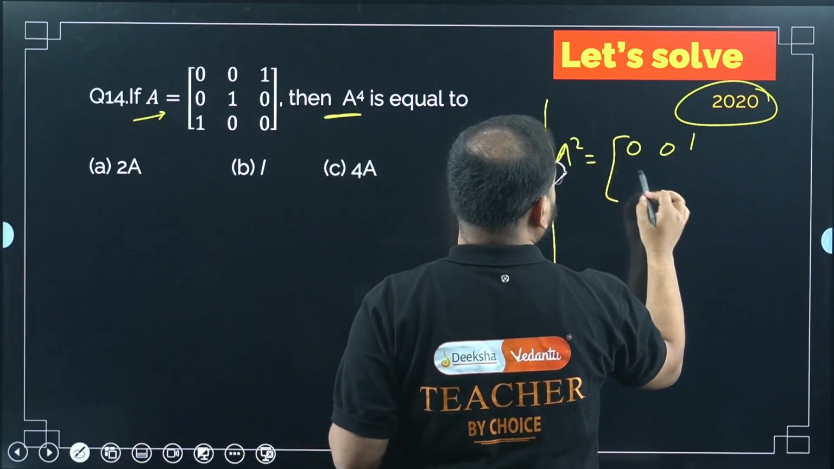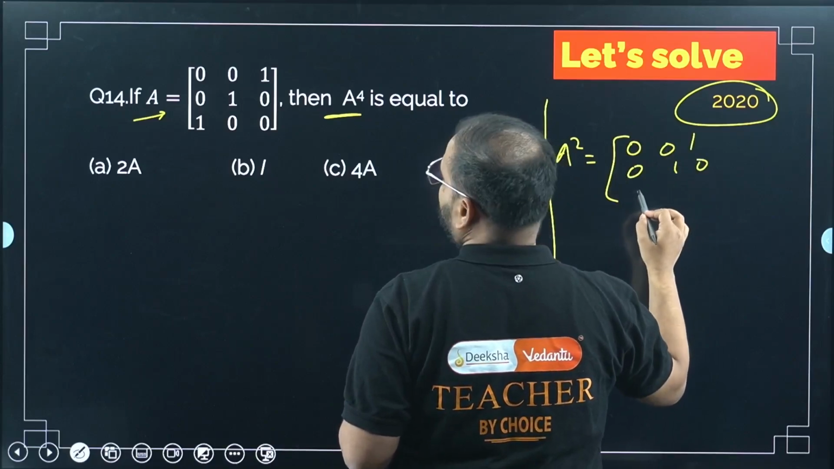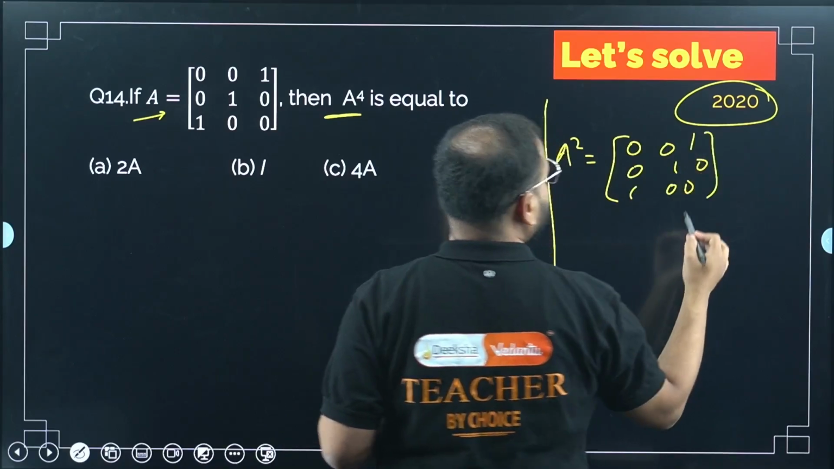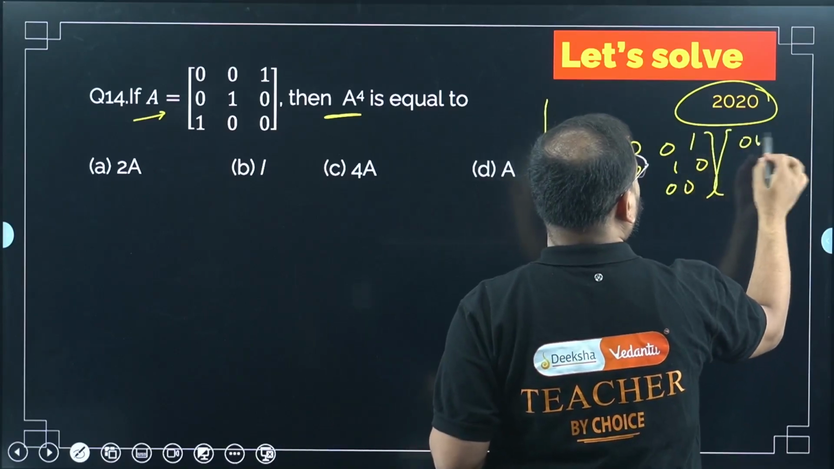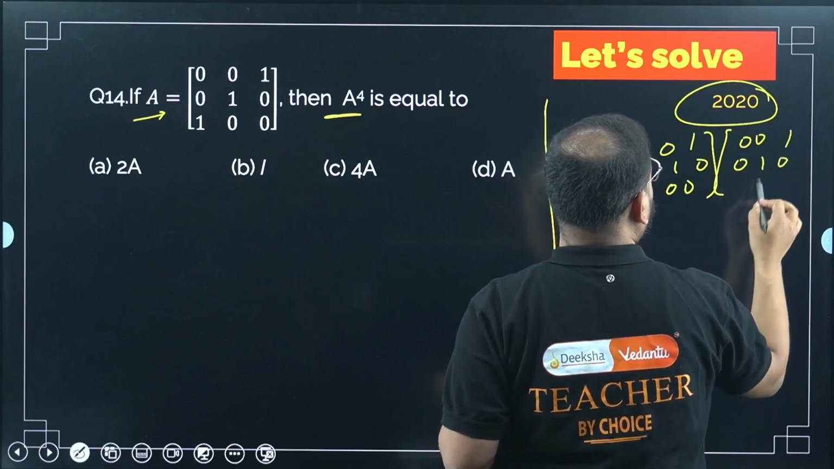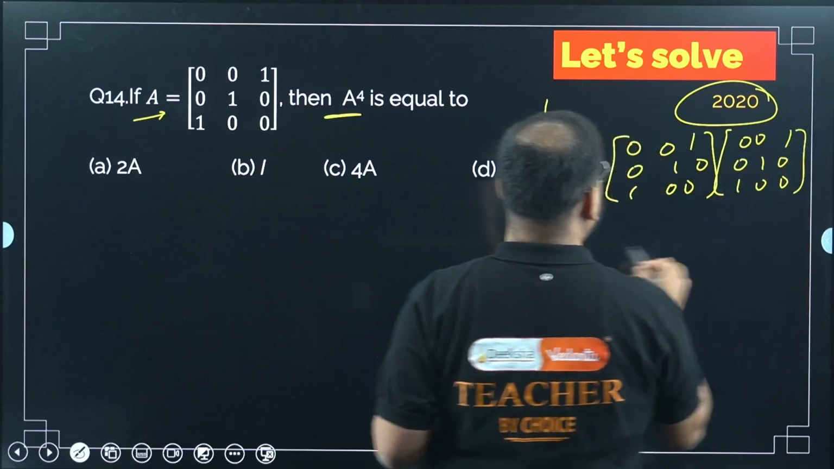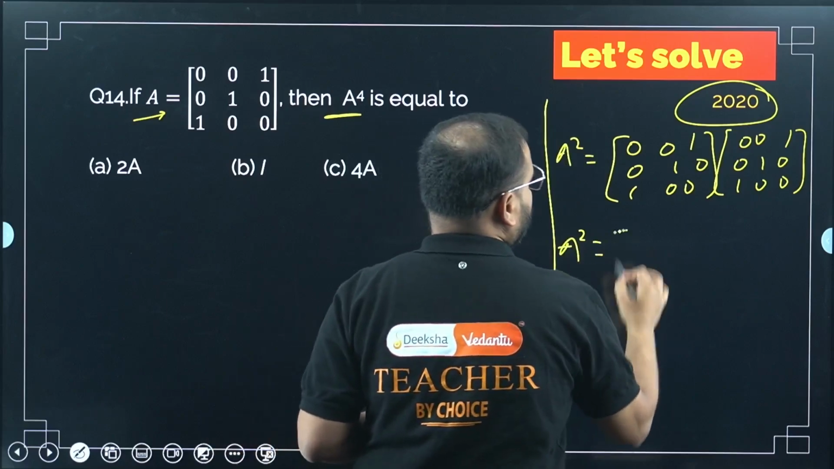0, 0, 1. 0, 1, 0. 1, 0, 0. With the same thing, 0, 0, 1. 0, 1, 0. 1, 0, 0. Please check now. Please check. How will this come as?